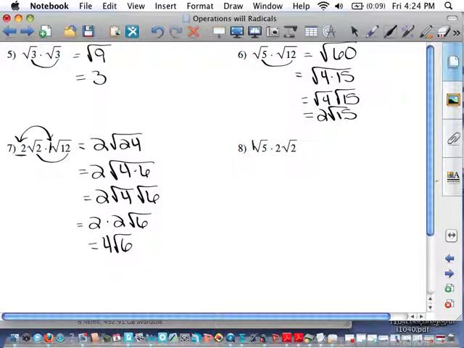Number 8, again, there's no coefficient in front of that square root of 5, so it's just a 1. I'll multiply the 1 and the 2 together, and I get 2, and multiply the radicands together, square root of 10. There's nothing I can factor out of 10, but I need a square root. And since the only two square roots smaller than 10 are 4 and 9, and neither of those are a factor of 10, there's nothing else I can do to simplify that.